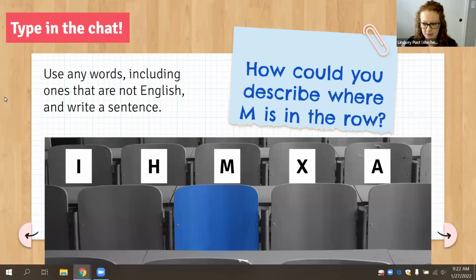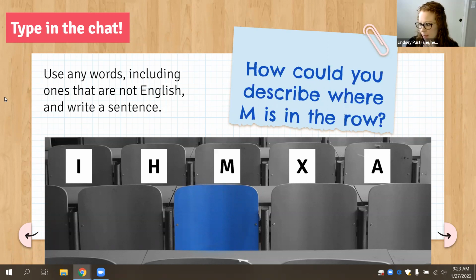Looking at this image, you can use any words, including ones that are not English, and write a sentence in response to this question. How could you describe where M is in the row? I'll give you a moment to type your response and put it in a sentence. Maybe you start with M is blank, or an equivalent in another language.